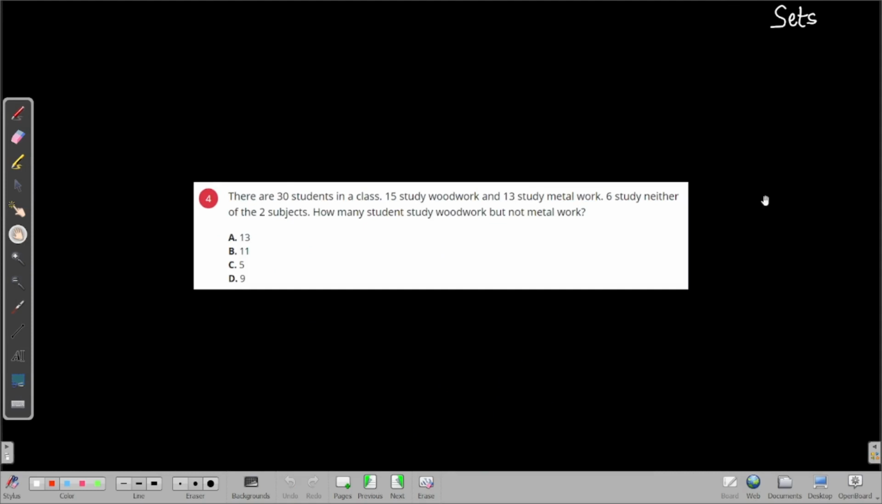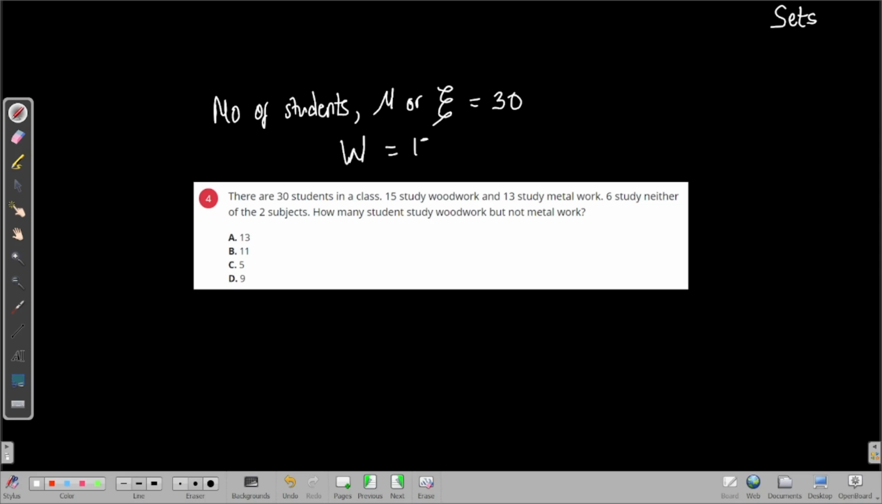Question 4 is on sets. Okay, set theory. So we're told that there are 30 students in the class. So the total number of students in the class is 30. What do you call the total number of items in a set? We represent it with the symbol U. Some textbooks will use this symbol. So that's 30. 15 study woodwork, so let's say woodwork is equal to 15. 13 study metalwork, metalwork is equal to 13. And 6 study neither of the two.